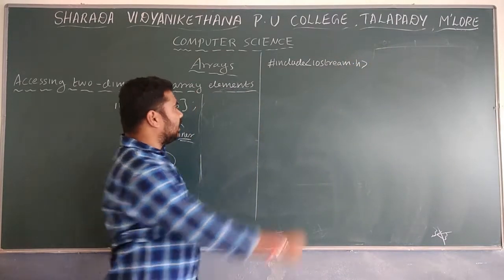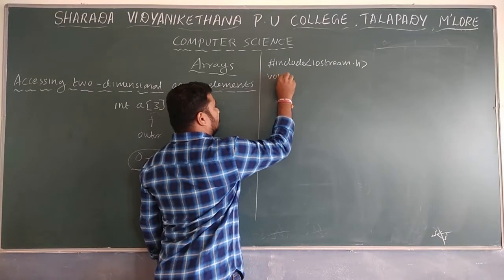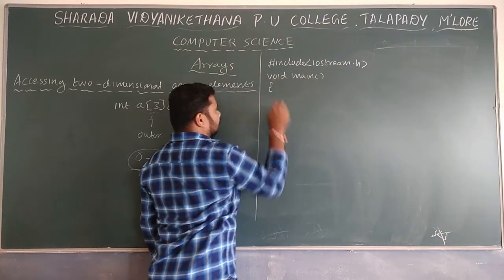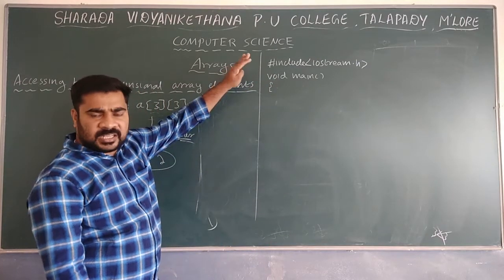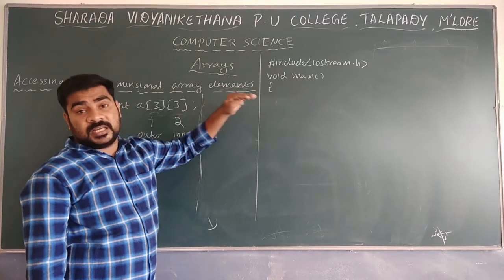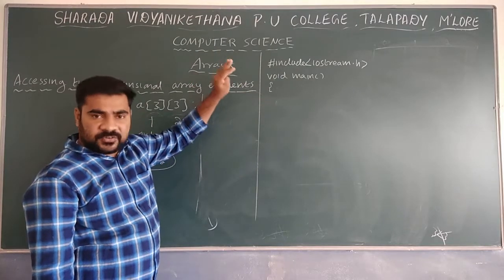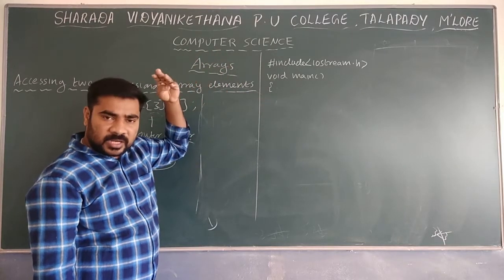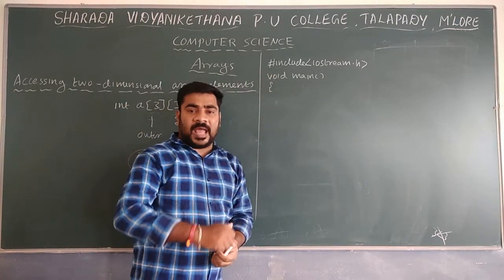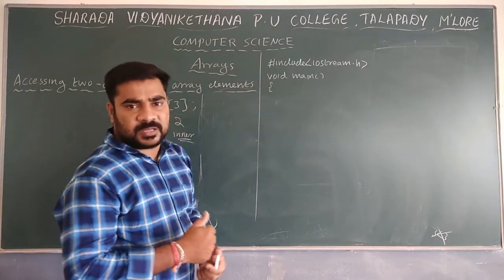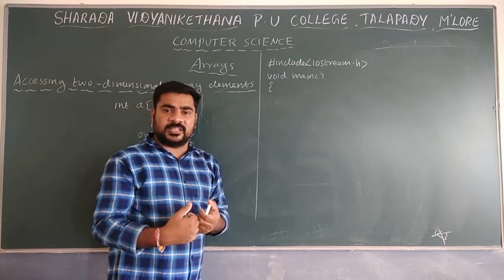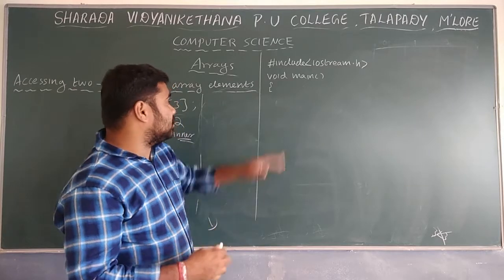Then after that I will write void main. Before that some statements are there, but I am not going to write that. conio.h is required, inside that clrscr, getch are required, and the definition statements are required. Leave that one, I am not going to write that. So just one program to insert elements into a two-dimensional array, and also display the elements from the two-dimensional array.